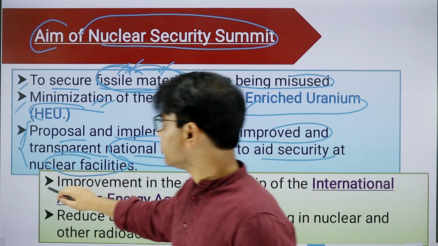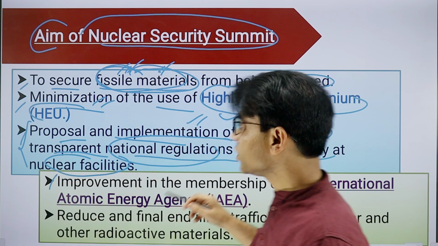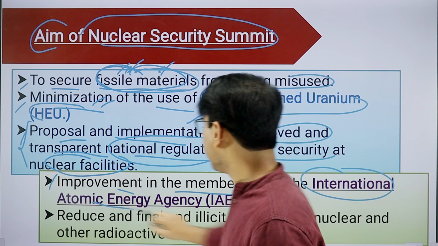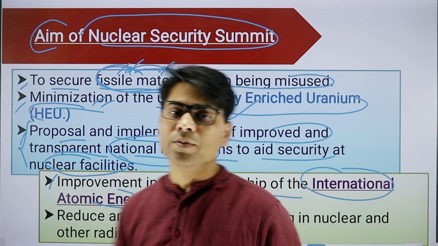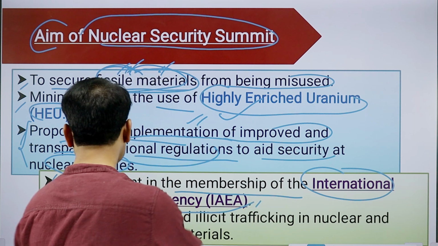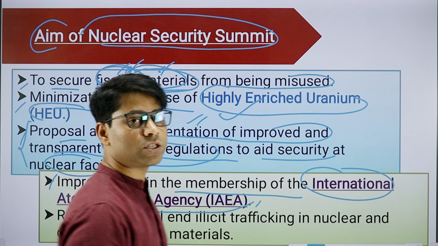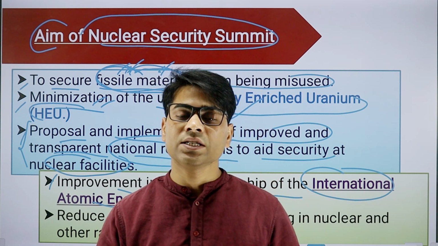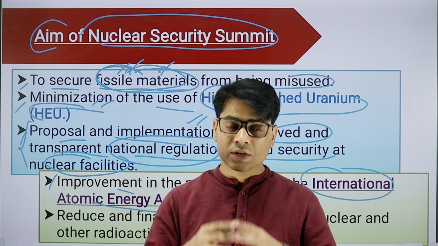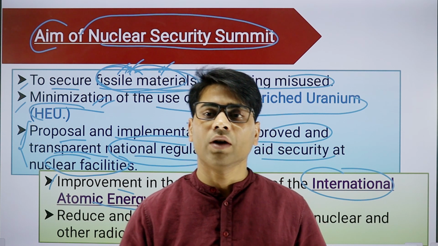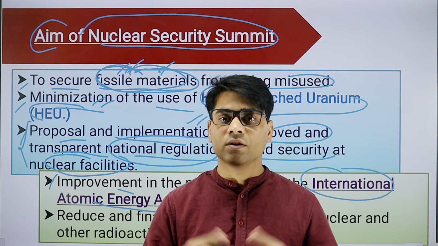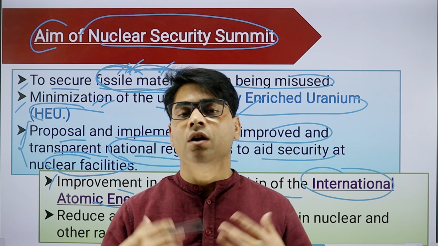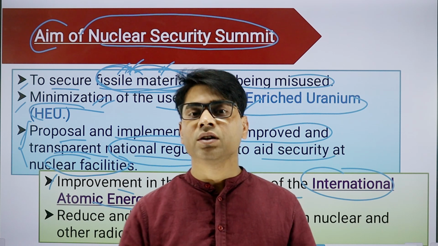And one more thing that is very important when it comes to the aim of the Nuclear Security Summit: improvement in the membership of the International Atomic Energy Agency. This word is important for the prelim exam. So remember the name, International Atomic Energy Agency. It is also one of the specialized agencies of the United Nations. The main task of this agency is to put up a check mechanism and secure and preserve nuclear weapon technology from being illegally passed to other non-signatory countries.